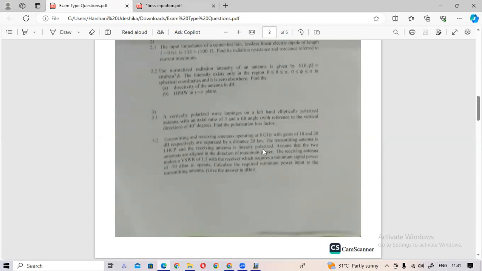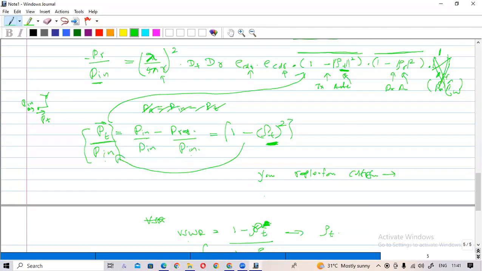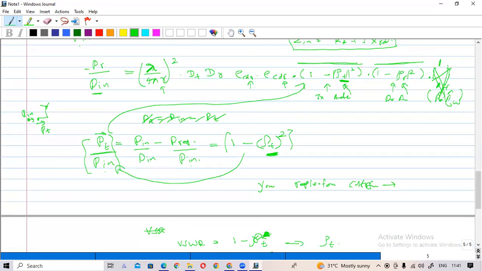And the VSWR is given only for the receiving antenna. That means you can assume that in the transmitting antenna there is no VSWR, so the rho t is 0 for the transmitting antenna. This part will be 0 for the transmit antenna, then it will be 1, so you have to only consider this part. Then VSWR is given, you can find the reflection coefficient for theta. Then you can find this P in value if the PR is given, PR is also given. So that is very easy.